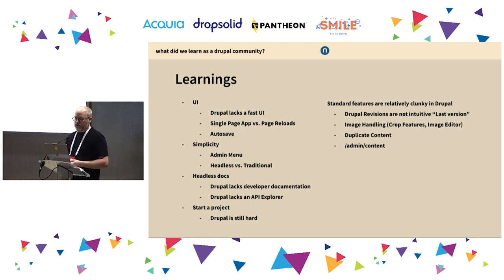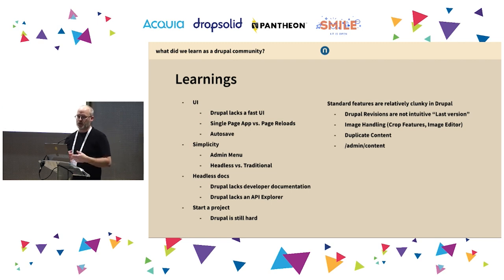And also, standard features are relatively clunky in Drupal. Like working with revisions is not intuitive, but we saw the different solutions before. They have a very nice interface. It's easy to switch between revisions. We can do that better. Also, image handling in Drupal, like cropping features or even image editors, there are solutions out there, but it's a little bit clunky. It's not like, oh wow, that's nice, let's use it. Also, duplicating content in Drupal is doable, but it's not smooth. And also the /admin/content view in Drupal, out of the box, we can do much better.